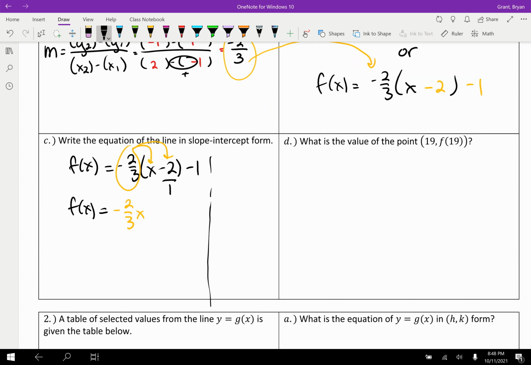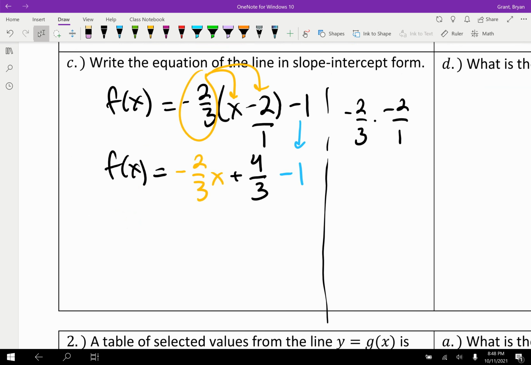And just a little sidebar over here, we multiply fractions straight across. So going straight across, negative 2 times negative 2 is a positive 4. And 3 times 1 is 3. And then this 1 is still hanging out. Now we're not quite in slope-intercept form yet because we need to combine our like terms. The beginning's not going to change at all. This is negative 2/3 x. In order to combine 4/3 and negative 1, we should probably look at that as a fraction.